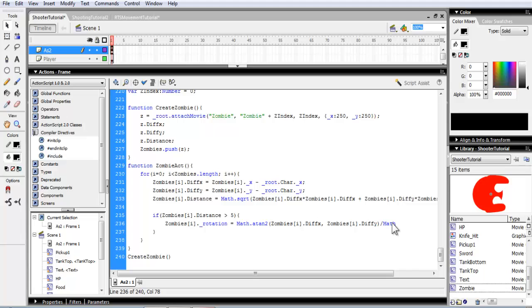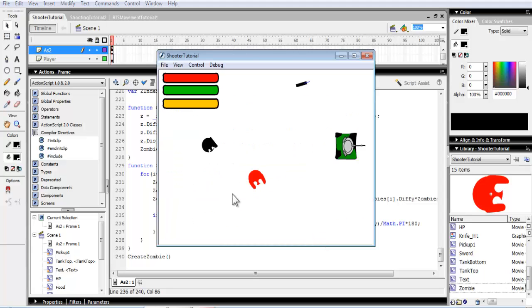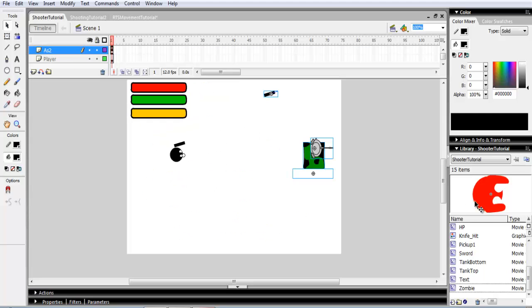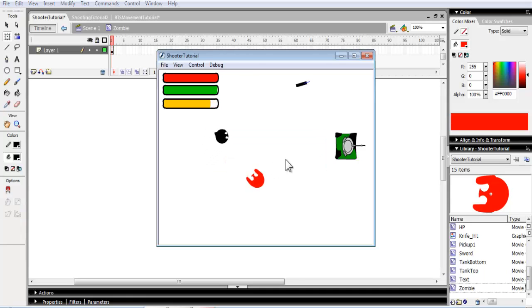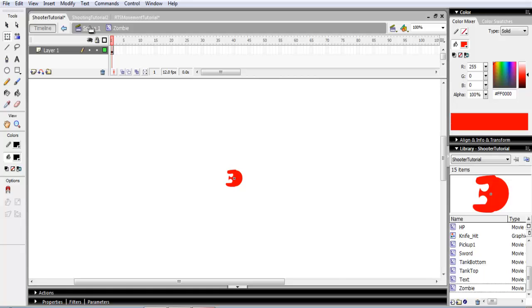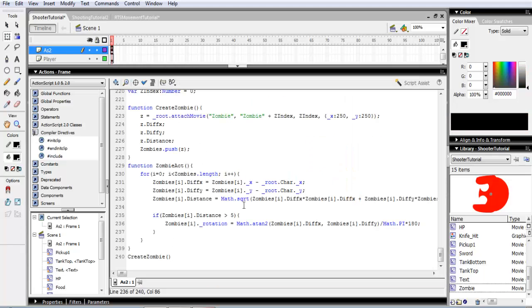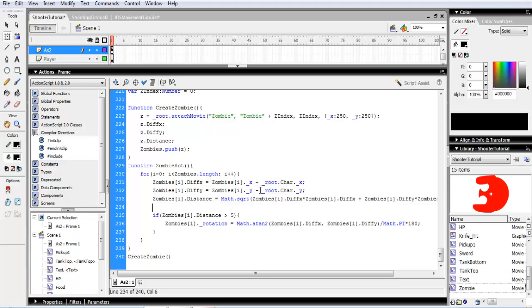Math.py times by 180. Well, I think I know how these work. Let's see if it's working. It is working, but we've just got the enemy the wrong way around in the movie clip. Easy fix. Well, I think we had it the wrong way around. Alright, I know what we've done. It's working. It's facing the right way now, but we've done this the wrong way.